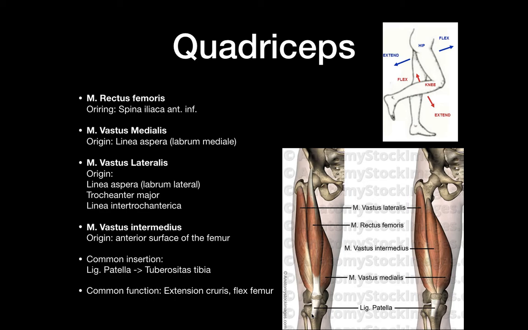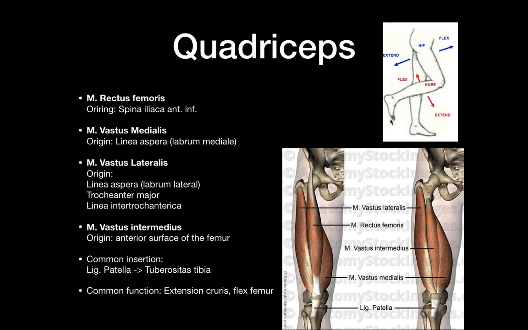And the function of this muscle is extension of the cruris. Cruris is your leg, so extend the leg, and also flex the femur. And don't get confused on this one. If you look at this picture, when the thigh flexes, it goes forward, and extends it goes backwards. But for the lower part of the lower limb, when the knee or the leg flexes, it goes backwards, and when it extends, it goes forward.